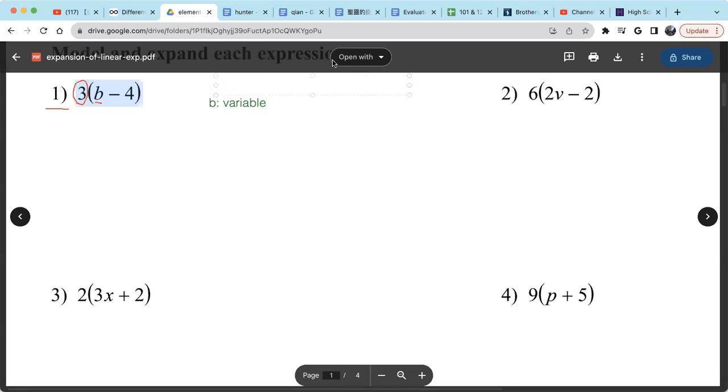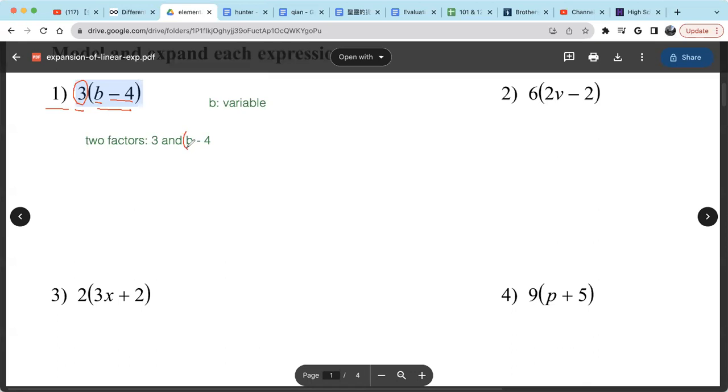Then we have -4 here, -4, right? We can think of it as B - 4 or B plus -4. So what do we call this? We call 3 a factor and B - 4 a factor. Okay, so this expression has two factors. Two factors, 3 and B - 4.